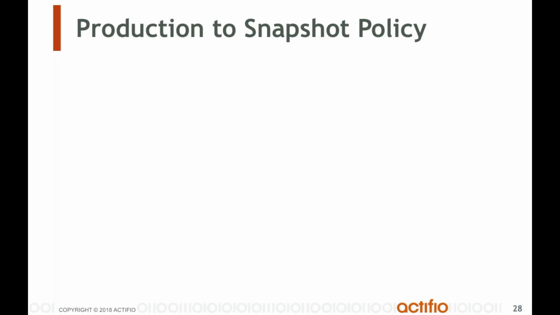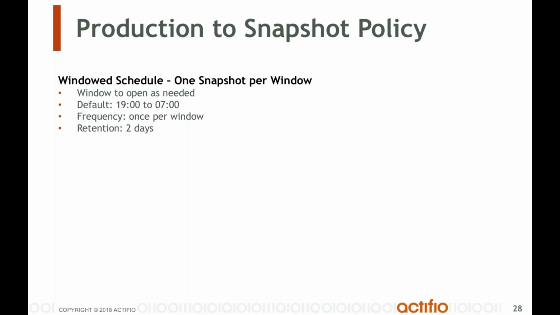So for example, the production to snapshot policy, I have the choice of setting up a windowed schedule in which there will be 1 snapshot per window. So the window will open as needed. Now that may or may not span the day boundary. In the examples here, the default is 1900 to 1700 hours. So that does span midnight. We actually refer to that in our system as midnight madness.